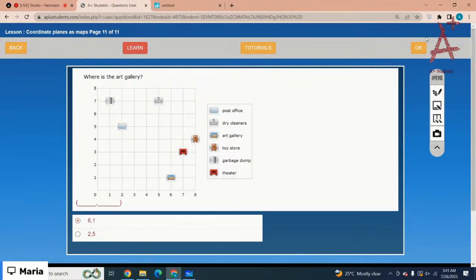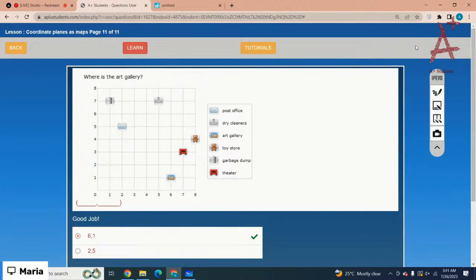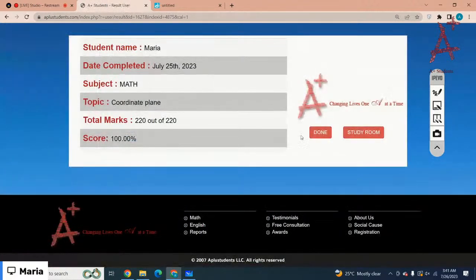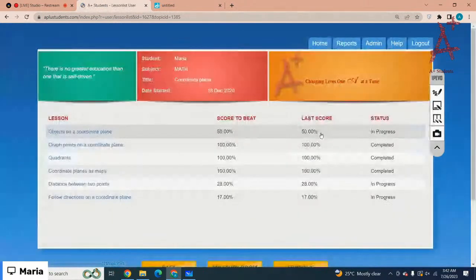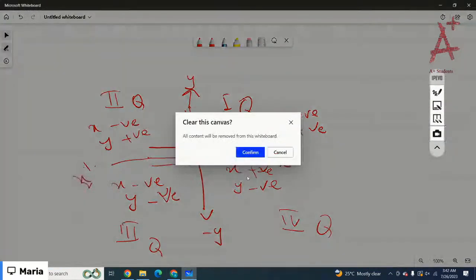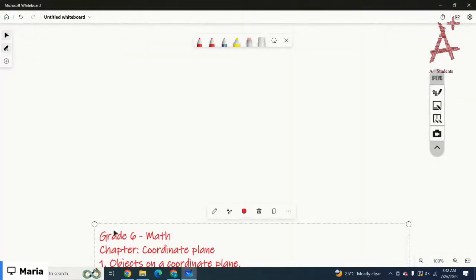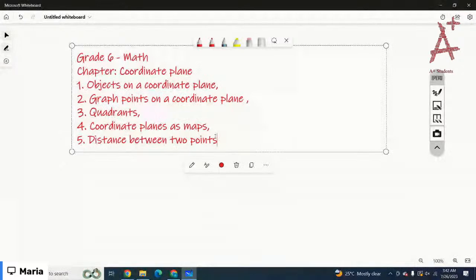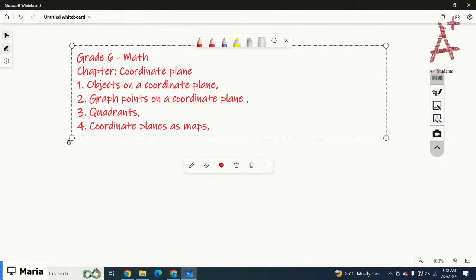Okay, we are done with the lesson. We'll do the rest of the lessons in the next session. So we are working on grade 6 maths. The lesson we're working on is coordinate plane, and the lessons we have covered are objects on a coordinate plane, graph points on a coordinate plane, quadrants and coordinate planes as maps. So please make sure before the next session you complete all the test questions for the lessons we did today.